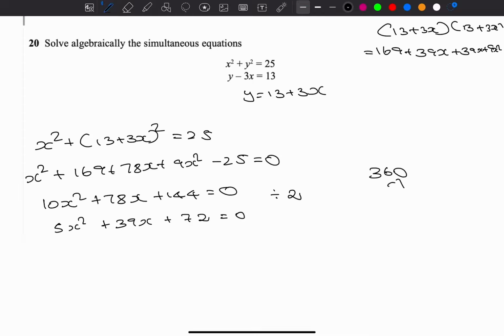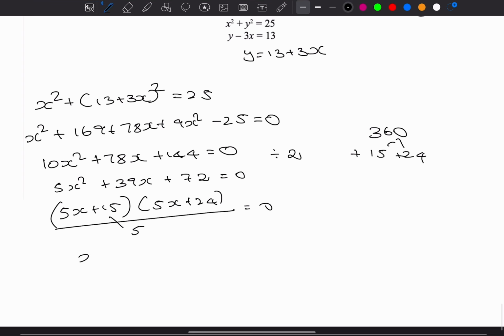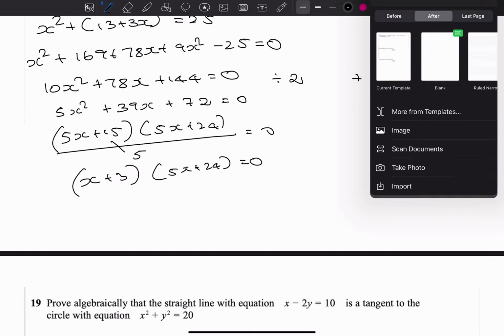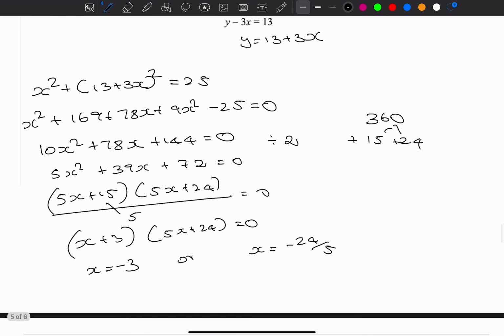Well, 15 times, 360 divided by 15, what is that? 24. So 15 and 24, plus 15 plus 24. 5x plus 15, 5x plus 24 divided by 5 equal to 0. 5 can divide that. x plus 3, 5x plus 24 equals 0. Okay, x is minus 3, or x is what? Minus 24 over 5.